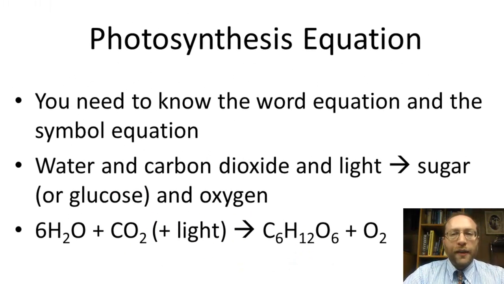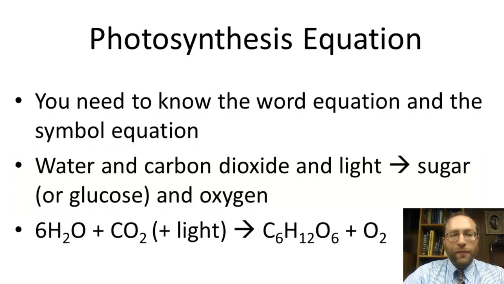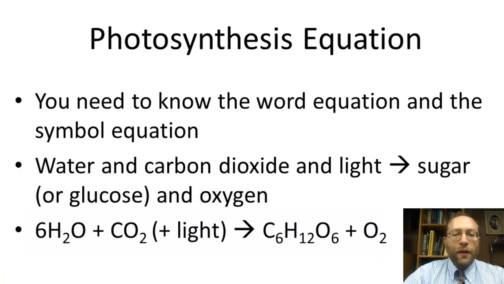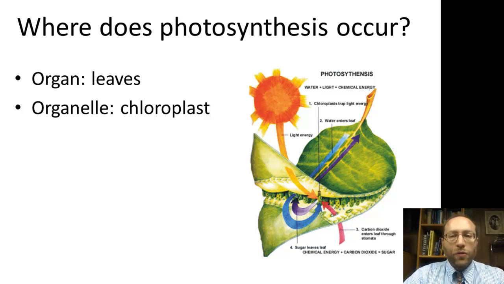Here's the equation for photosynthesis, and you need to know both the word equation and the symbol equation. The word equation is that water and carbon dioxide and light will become sugar, or you may see glucose instead of sugar, and oxygen. And the symbolic equation for this is 6H2O plus 6CO2. Sometimes you'll see plus light will become, and sometimes you'll see chlorophyll or photosynthesis above the arrow. Becomes C6H12O6, which is the formula for sugar, or for glucose, in fact, plus oxygen. Where does photosynthesis occur? Well, the organ in plants in which it occurs is the leaves, and the organelle is the chloroplast, which we learned about in the last unit.